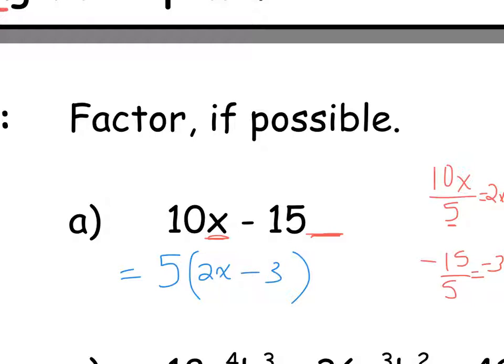And again, I can test that. So we already did the 5 times 2x will give me 10x. And then 5 times negative 3 will bring me back to negative 15. So I've removed the common factor. I have common factored this expression.